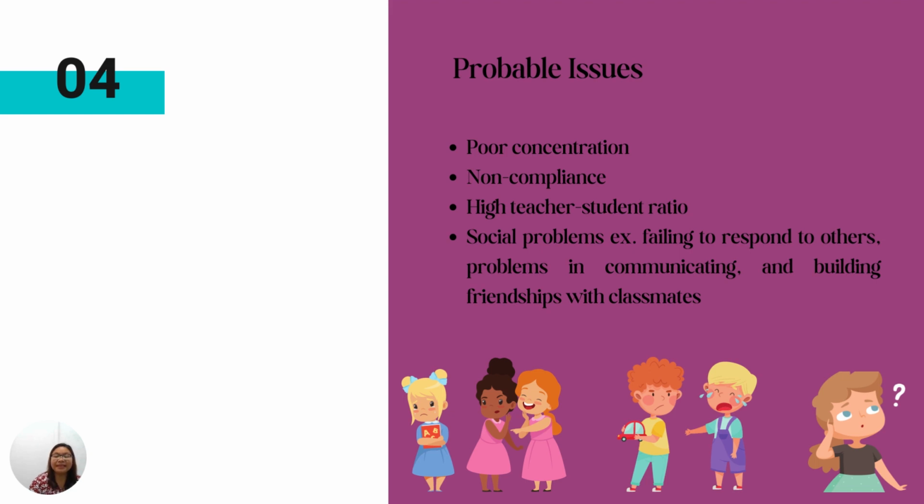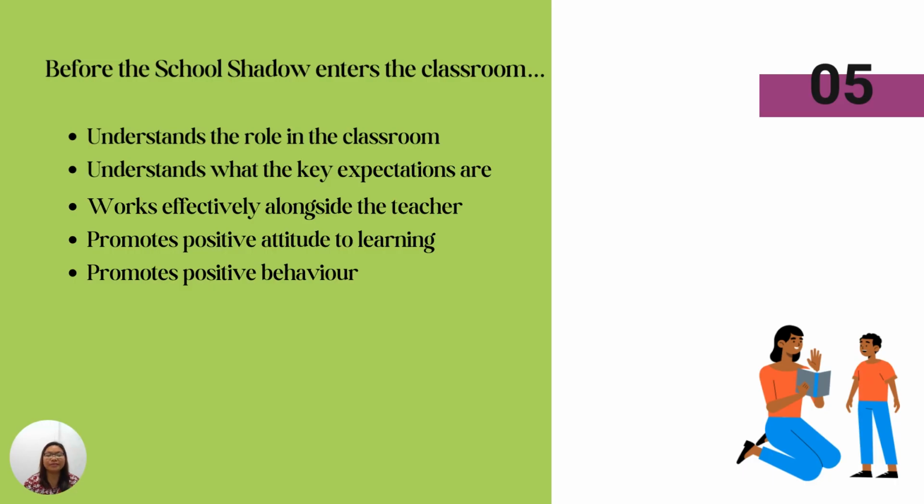But sometimes, placing a child with autism in an inclusive environment without support can lead to challenges. Some children with autism may face the problem of poor concentration, some may not be able to comply with the school teachers. In taking care of the whole class, the school teachers may not be able to individually focus on the needs of the children, especially the children with special needs. In addition to that, there are some social problems that children with autism face in school, such as failing to respond to others, and problems in communicating and building friendships with classmates. This is where a school shadow will assist the child in assimilating into mainstream schooling.